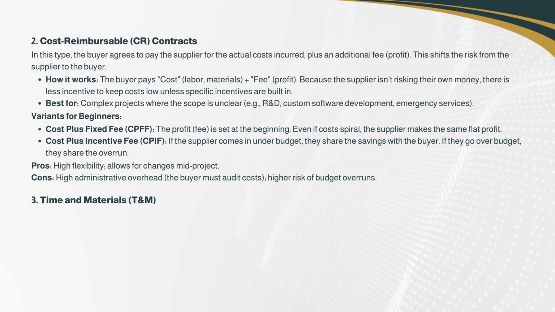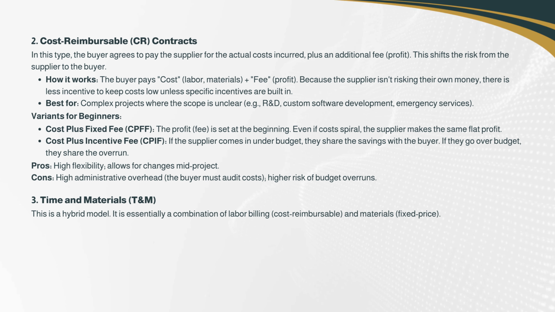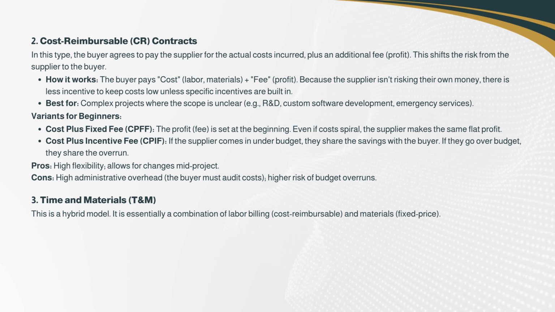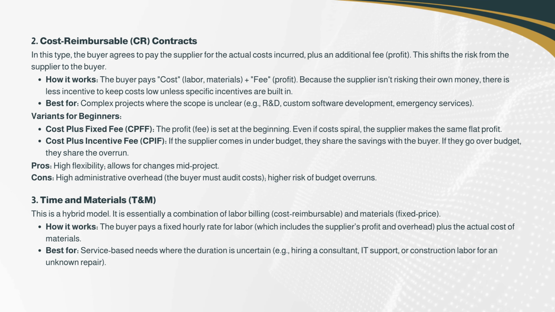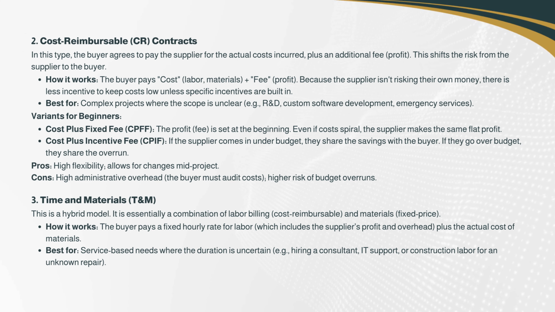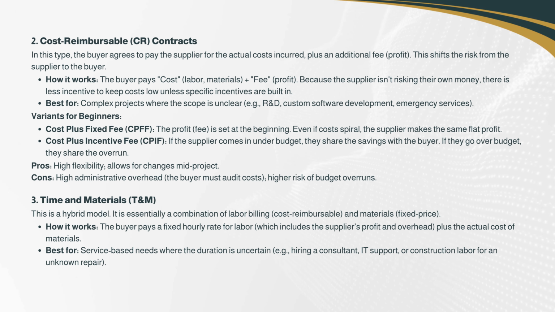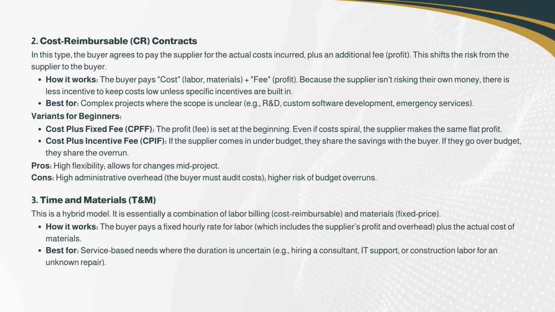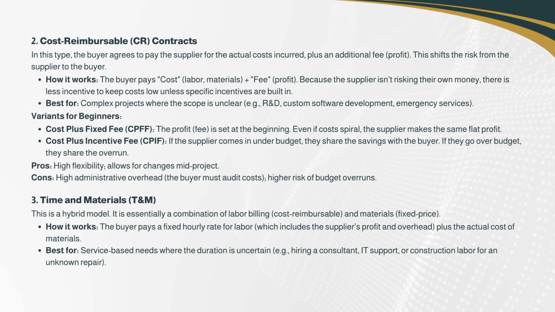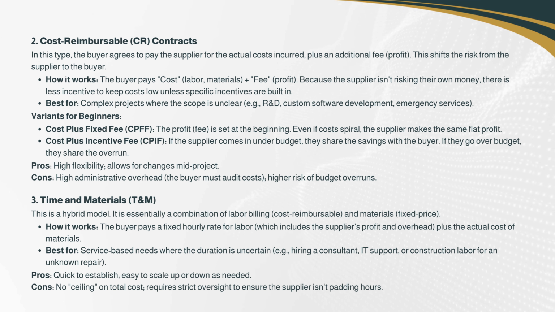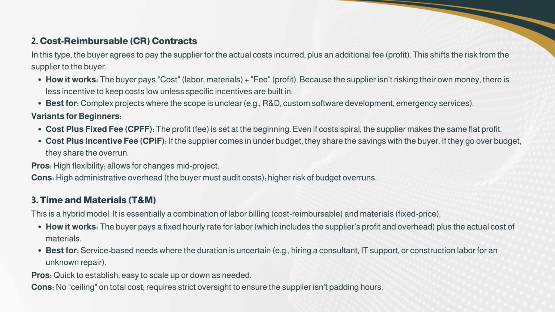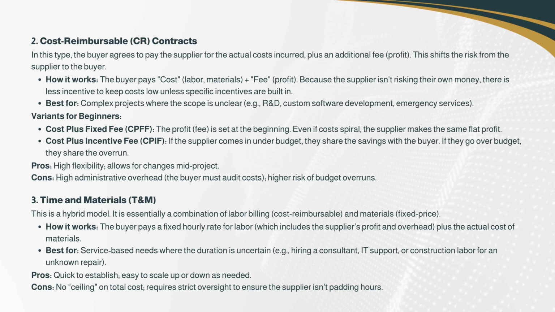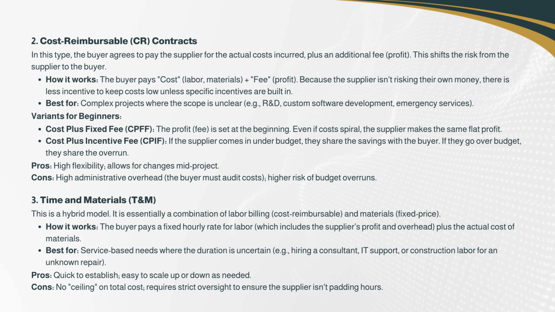3. Time and materials, T&M. This is a hybrid model. It is essentially a combination of labor billing, cost reimbursable, and materials, fixed price. How it works: the buyer pays a fixed hourly rate for labor, which includes the supplier's profit and overhead, plus the actual cost of materials. Best for service-based needs where the duration is uncertain, for example hiring a consultant, IT support, or construction labor for an unknown repair. Pros: quick to establish, easy to scale up or down as needed. Cons: no ceiling on total cost. Requires strict oversight to ensure the supplier isn't padding hours.